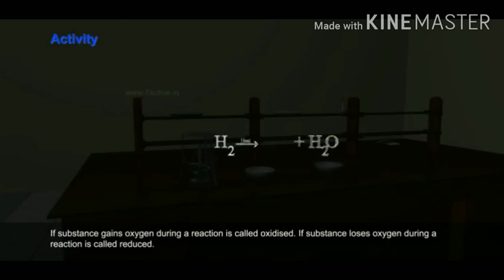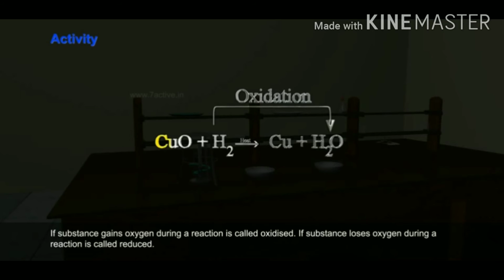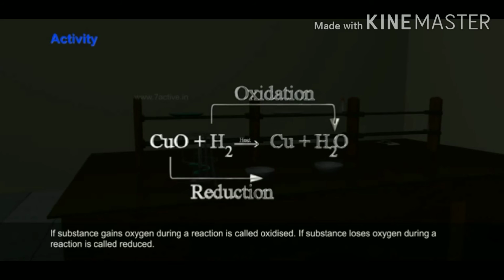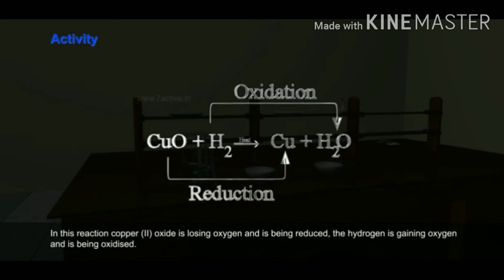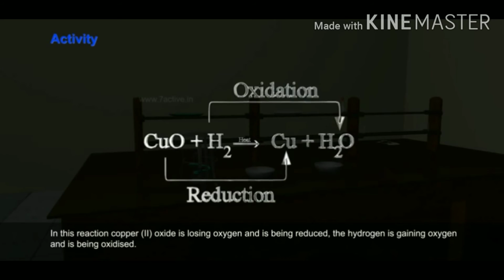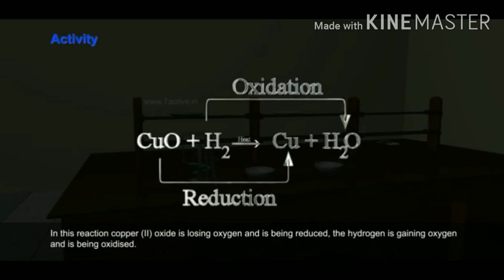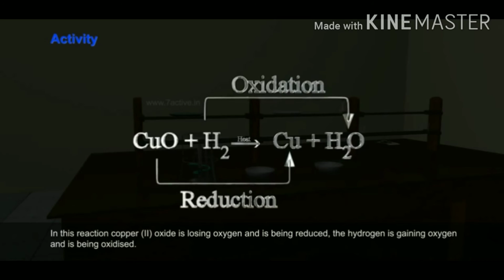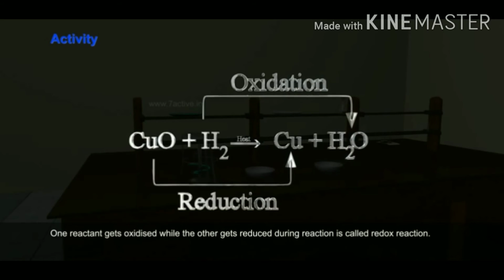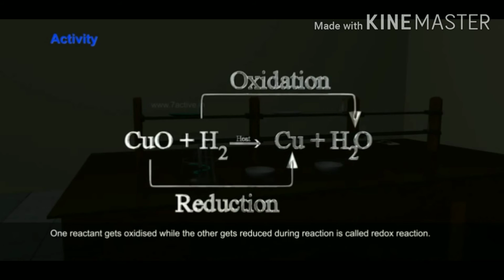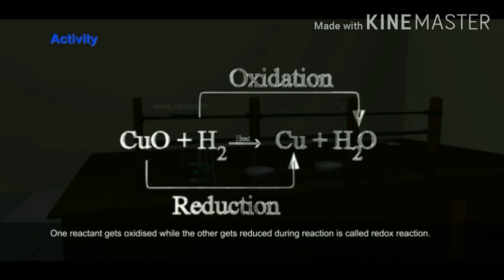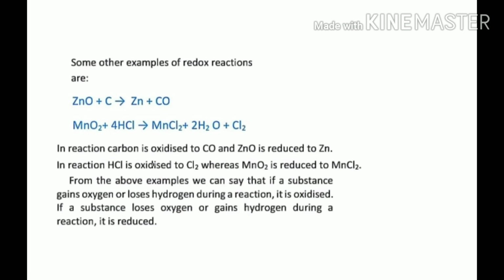If a substance gains oxygen during a reaction, it is called oxidized. If the substance loses oxygen during a reaction, it is called reduced. In this reaction, copper oxide is losing oxygen and being reduced, and hydrogen is gaining oxygen and being oxidized. One reactant gets oxidized while the other reactant gets reduced during this reaction. That is why it is called a redox reaction.